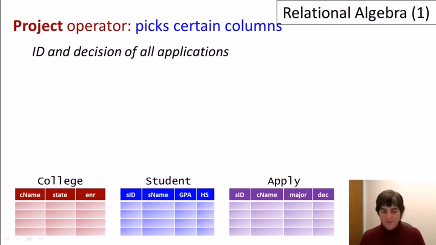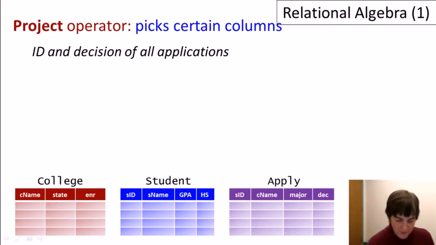Our next operator is the project operator. So the select operator picks certain rows, and the project operator picks certain columns. So let's say we're interested in the applications, but all we wanted to know is the list of IDs and the decisions for those applications.